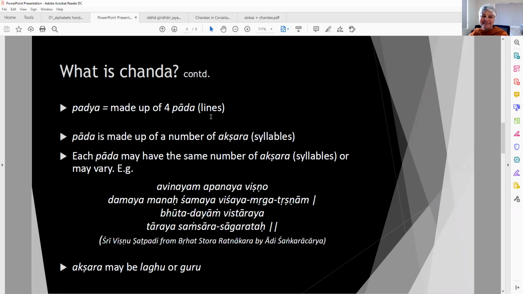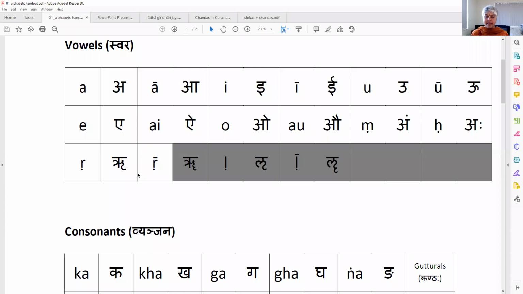So coming back, we're just doing a recap. Coming back to what is a chanda? A chanda is usually made up of 4 lines of verse, and the number of syllables in each line could be the same or could be different. And each of those syllables could be either short or long. So then we actually looked at the alphabets to figure out what is meant by a short vowel and what is meant by a long vowel or a long syllable.